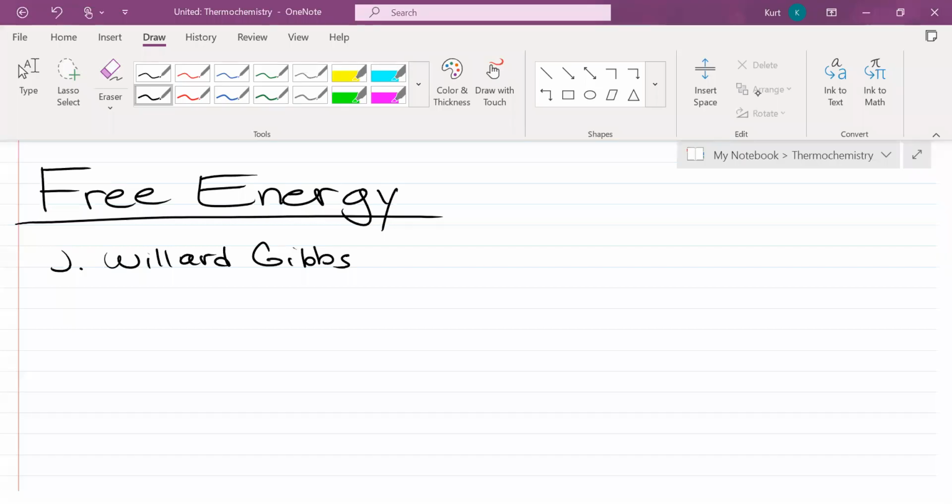There we go. Today we're starting our final lesson on thermochemistry. This is it. And today we're going to start Gibbs free energy. It's named after the physicist Willard Gibbs.